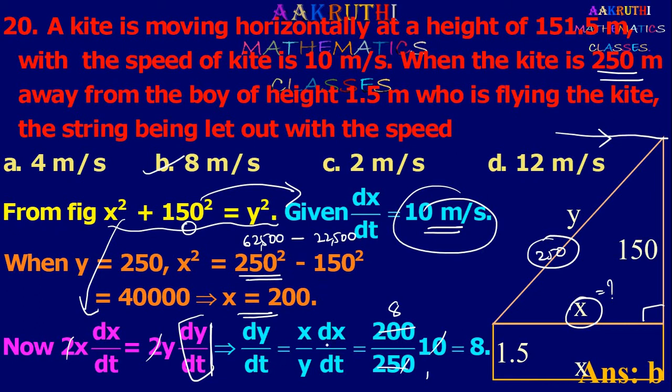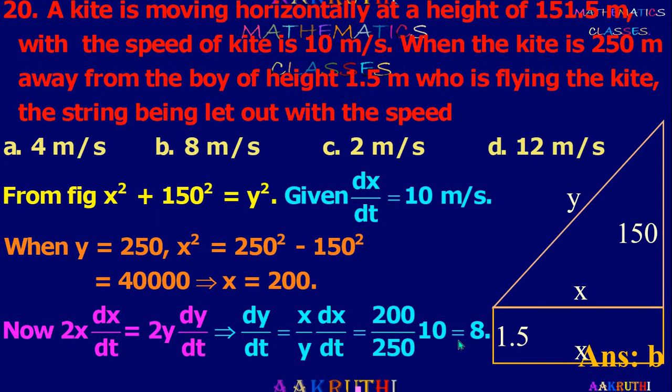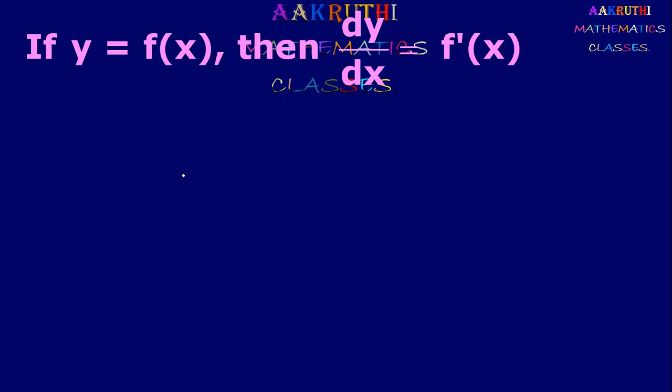So here dy by dt is x divided by y into dx by dt. So x value is 200 and y value is 250 into dx by dt value is 10. So we get 200 divided by 250 into 10, which is 8. So therefore correct option is option B. So next it is approximation.